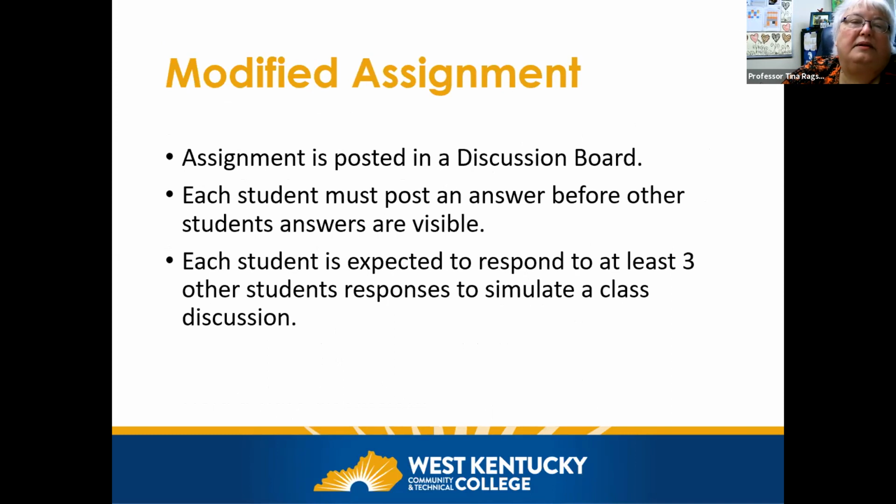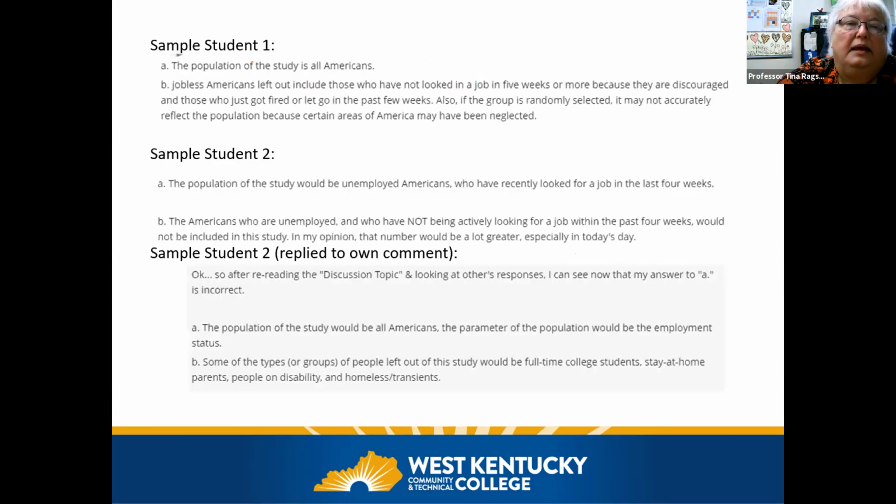So how I modified it for the asynchronous class was I posted this as a discussion board. Each student will post their answer, and they can't see any other students' answers until they post their own. Once they've posted, all the other students' answers are visible. Then they're expected to respond to at least 3 other students' answers to stimulate a class discussion. And I led them to say, I want you to develop your own definition of unemployment as a class. These were some of the things that came up in the discussion.